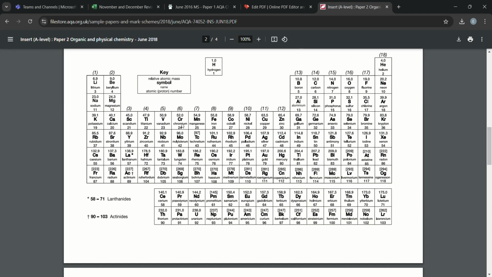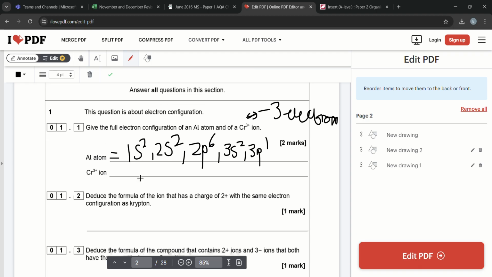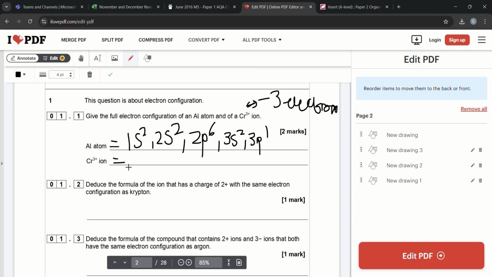Here it's got 24 electrons, but because it's a 3+ ion, we need to subtract 3 electrons. If it was a 2- ion, we'd add 2 electrons. If it was a 3- ion, we'd add 3, but it's a positive ion, so we're going to subtract 3 electrons. So it's going to have a total not of 24, now it's 21.